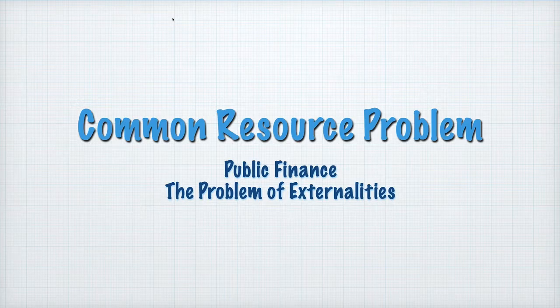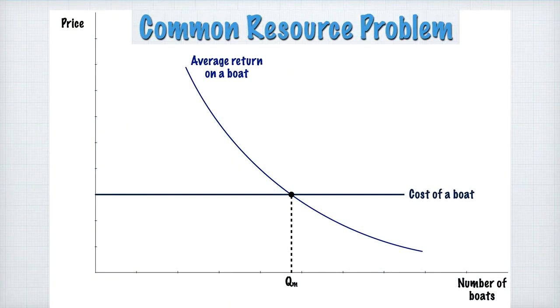And in this particular video lecture, I'm going to be taking a look at common resource problems and the problems associated with them, i.e. that there's no limiting factor. For example, let's say you have a lake and people can fish. There is a common resource that all individuals can use, the lake. They can all fish in the lake. And there's special issues associated with having this common resource. This is for my public finance course, and it relates to the problem of externalities.